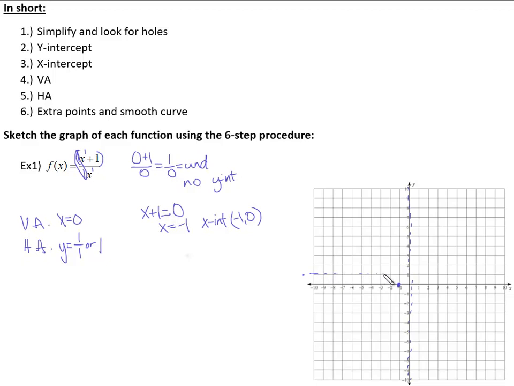So y equals 1. I'm going to plot in my horizontal asymptote. I should label these in x equals 0. These are my asymptotes this time.